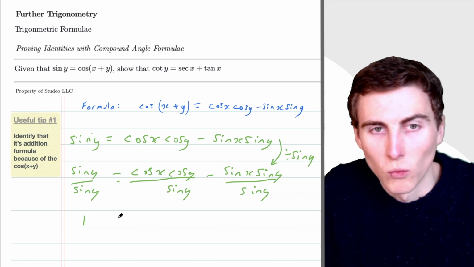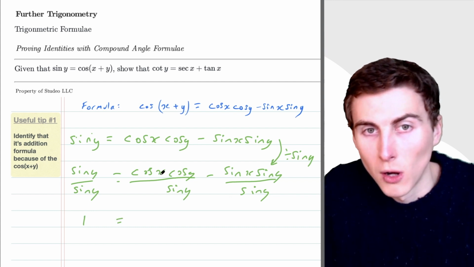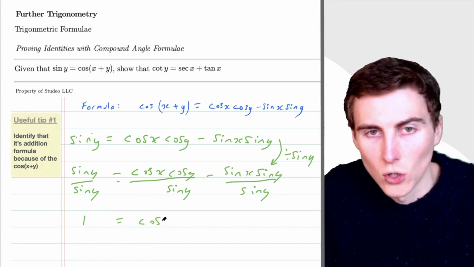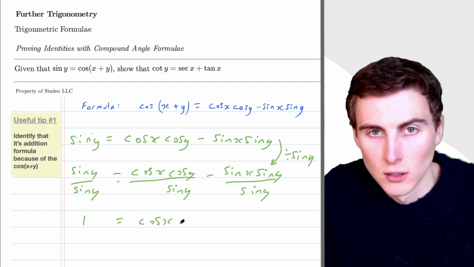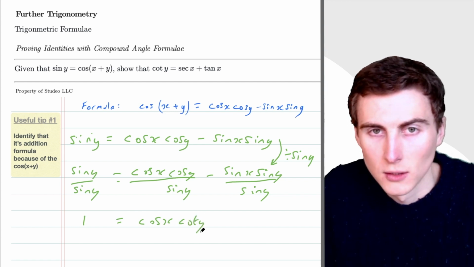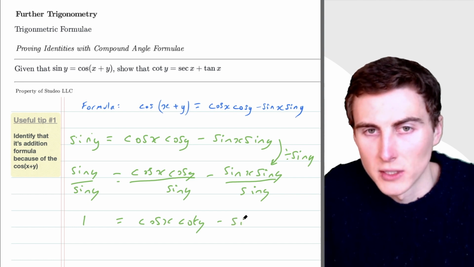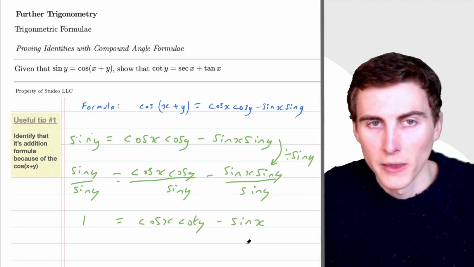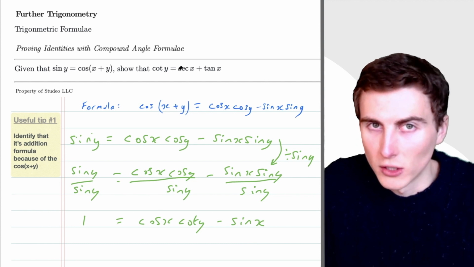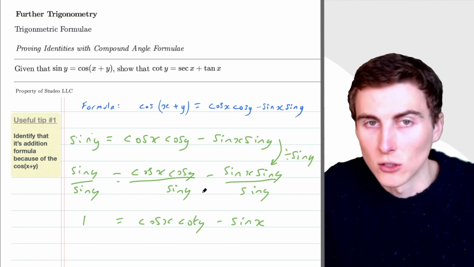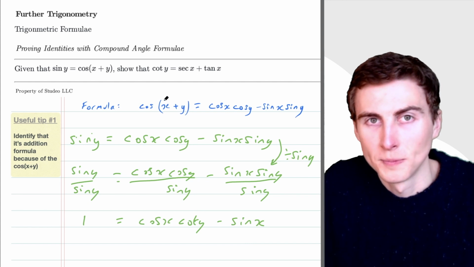So overall now we have 1 plus cos x cot y minus, and these two cancel out, so minus sin x. So this now isn't quite looking like what we want, but at least we can see the cot y.